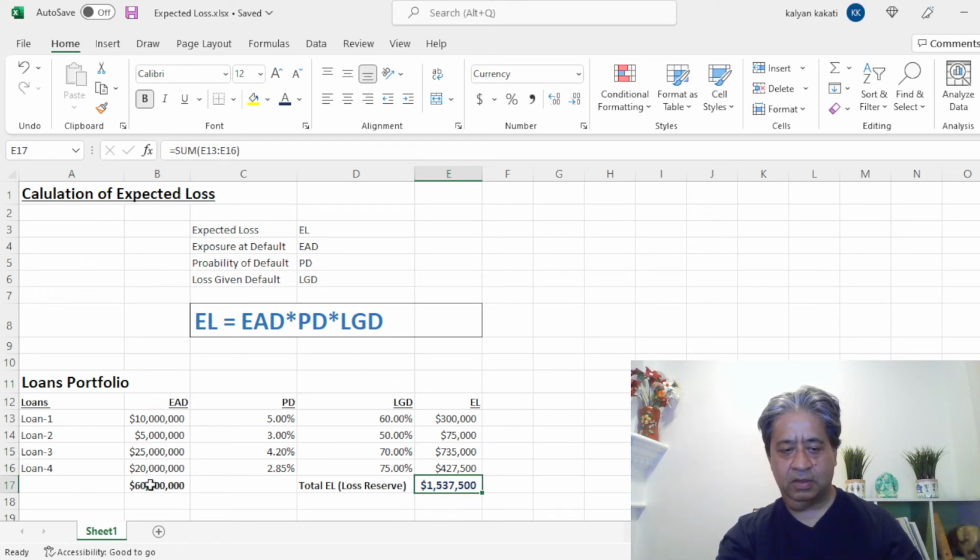You had overall exposures of 60 million, on which you will have an expected loss of $1,537,500. And according to the Basel rule, this expected loss has to be kept as a reserve for the exposures.